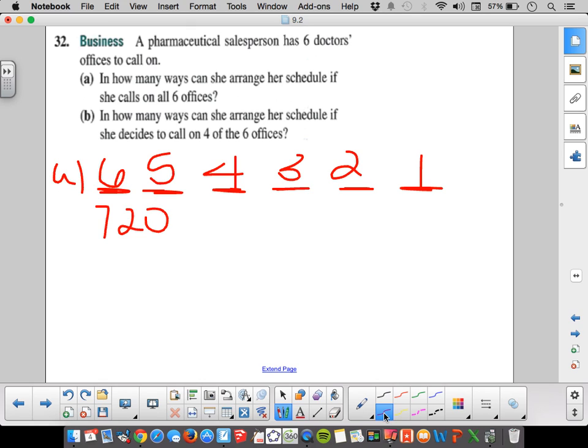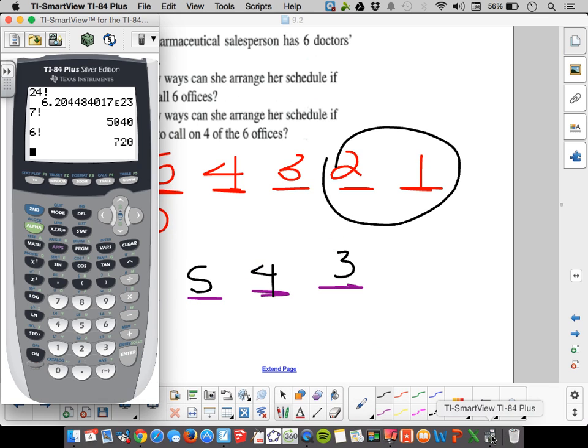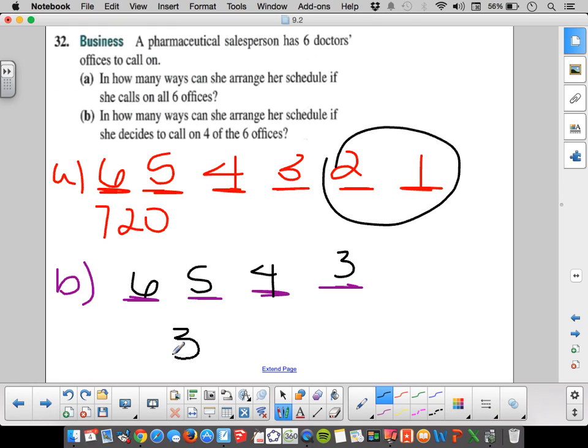Now for part B. In how many ways can she arrange her schedule if she decides to call on only 4 of the offices? So instead of having 6 positions for all 6 offices, we only have 4 positions to place here. So we have 6 options in the first, 5 in the second, 4 in the third, and 3 options left for this one. Notice we can't add that 2 and 1 on the end because we're only calling 4 of those. So 6 times 5 times 4 times 3. So we really have 6 times 5 is 30. 4 times 3 is 12. So we have 30 times 12. So we have 360. So notice reducing the amount of positions reduced our space by half.